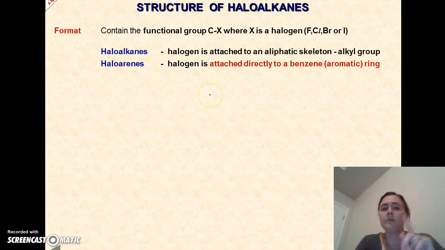Okay, so two types of haloalkanes. We've got obviously the haloalkane, which is a halogen attached to an alkane. The four halogens that we're looking at are fluorine, chlorine, bromine, or iodine. The bigger ones don't tend to bond. Haloarenes are halogens that are directly attached to a benzene or an aromatic ring. If you don't remember an aromatic ring or a benzene ring, go ahead and pause now and take the time to go look those up, okay?